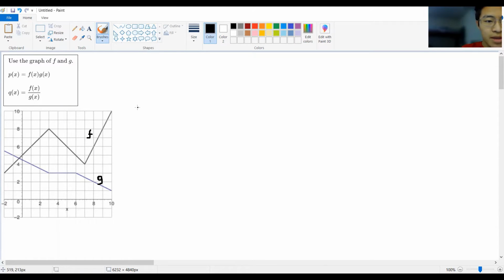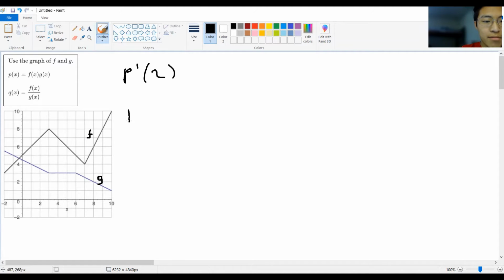So the first one is, what is p prime of 2? And so the first step is, obviously, we're not going to jump right into evaluation. We just need to know what p prime of x in the first place is so that we know what we need to be calculating.